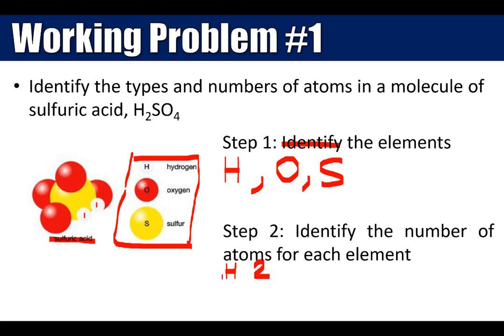And let's go for oxygen, which is in red. Okay, we count 1, 2, 3, 4. So you have 4 oxygens. All right, and then we have sulfur, which is the yellow central atom here. So your sulfur is only 1 atom.